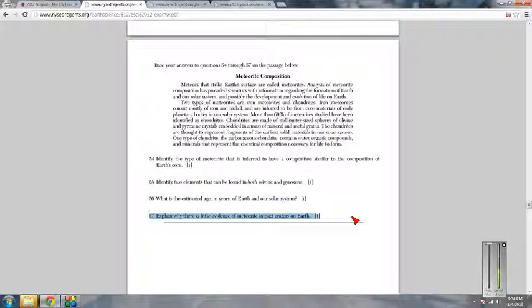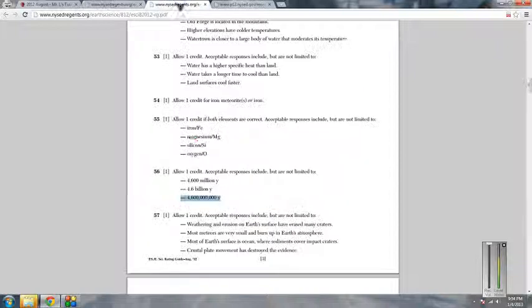There aren't many on Earth at all that we can see. There are a few, especially in deserts, where it's not a temperate climate or anything like that, and you can definitely see them. But for 57, little evidence, it's going to be weathering and erosion. Most meteors are small and burn in the atmosphere. Okay, that's good. Most of the surface is ocean too, you can think of that. And crustal plate movement. Tectonic plates have destroyed the evidence.